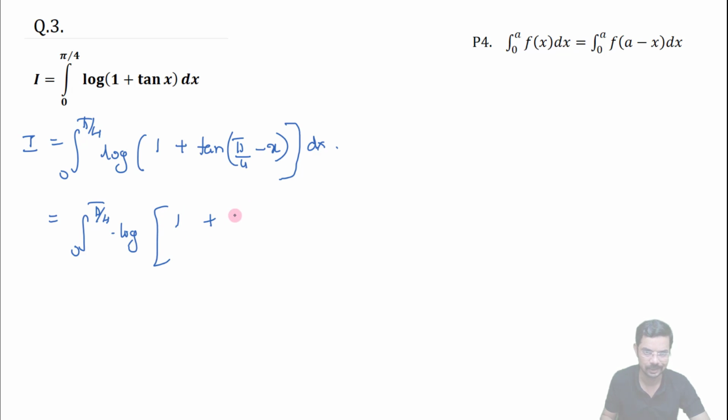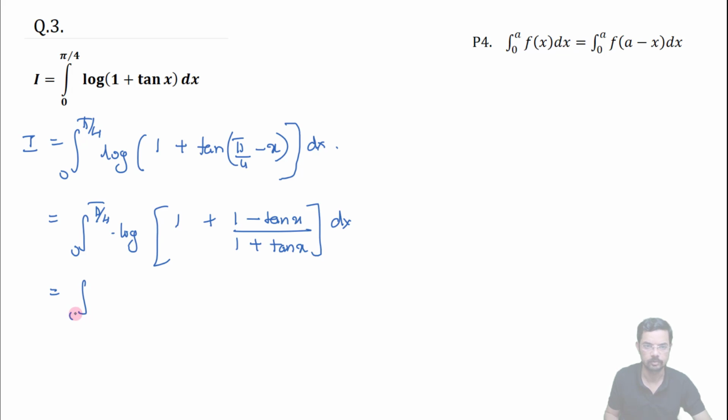pi by 4 minus x can be written as tan pi by 4 minus tan x divided by 1 plus tan pi by 4 into tan x. Tan pi by 4 will give you the value 1. So we can directly write it as 1 minus tan x divided by 1 plus tan pi by 4, which is 1, into tan x, into dx.